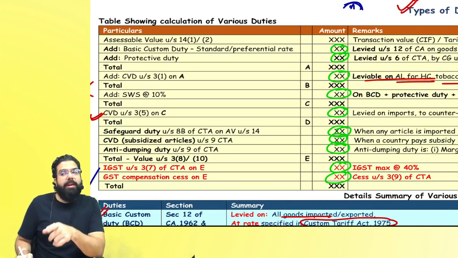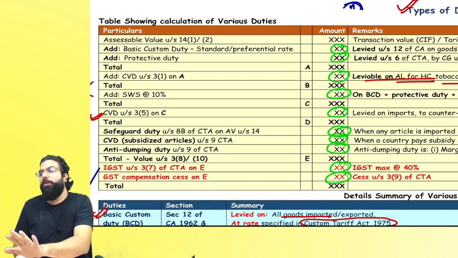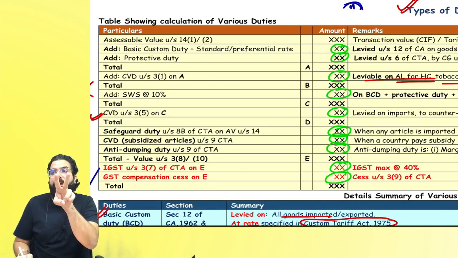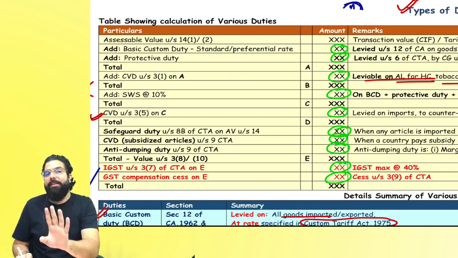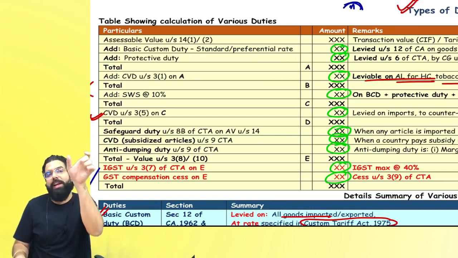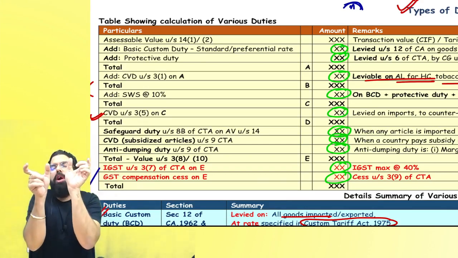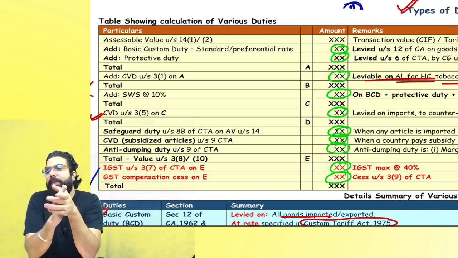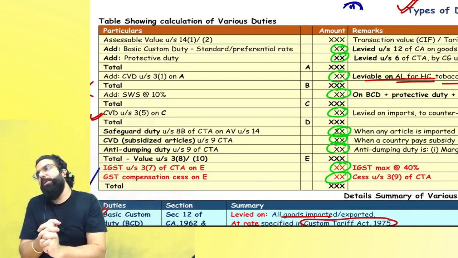One more thing which I told you over here, please remember, whenever it's a bond to bond transfer, on the 3.8 ka value or transaction value, whichever is higher, we'll go ahead and charge IGST. Under section 3.8 it is told that the 3.8 ka value or transaction value, whichever is higher, that is told in section 3.8A, on that IGST will be charged.